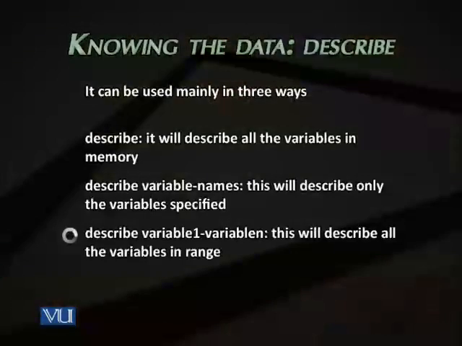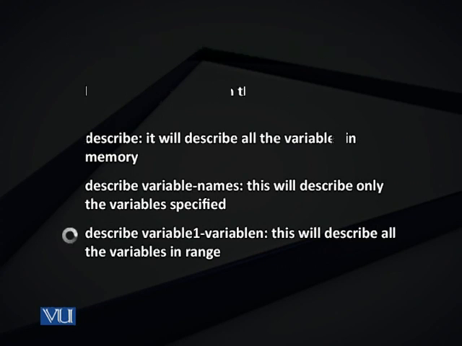The third way is to give a range of variables. To write describe, first variable, hyphen, the last variable. First and last variable mean the first and last variable of the range of variables that you want to be displayed in description. So it depends on the order in which the variables are displayed in the variable window. For example, if you type describe price hyphen length, you will get all the variables from price to length which are available in the same order in the variable window.